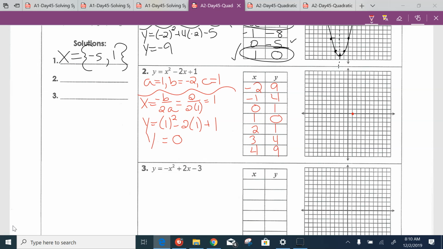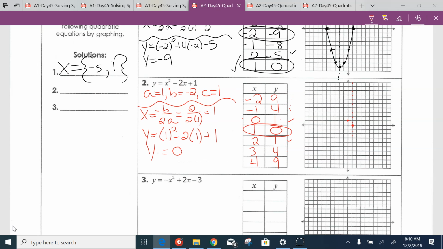If you notice, because this is my vertex, I get mirror image values for y's. I get a 1 and a 1, a 4 and a 4, a 9 and a 9, because the numbers are also evenly spaced apart. Just a little trick to help you graph these a little faster. So 0, 1 is my y-intercept. Remember, this is my axis of symmetry. This is my mirror. So if I have a point 1 square to the left of that line of symmetry, I have a matching point 1 square to the right of it, which is right there.